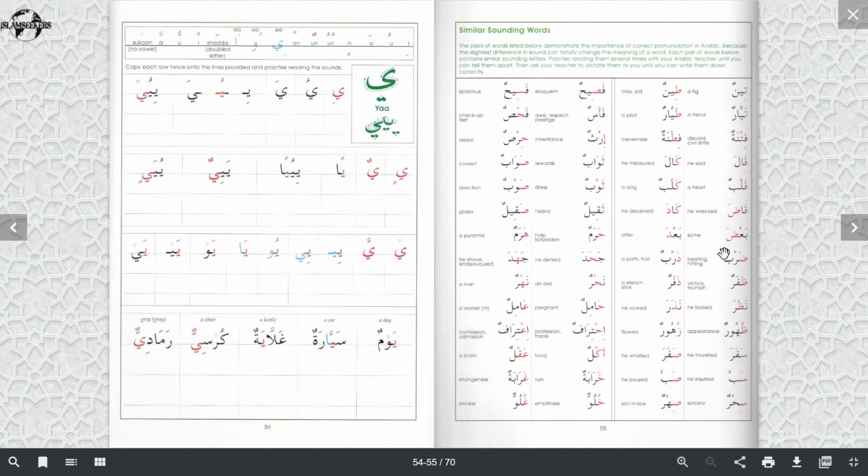بعض. Some. بعد. After. ضرب. Beating or hitting. درب. A path or trail. ظفر. Victory or triumph. ظفر. A stench or stink. نظرة. He looked. نذرة. He vowed. ظهور. Appearance. زهور. Flowers. سفرة. He travelled. صفرة. He whistled. سب. He insulted. صب. He poured. Sihrun. Sorcery. Sihrun. A son-in-law.